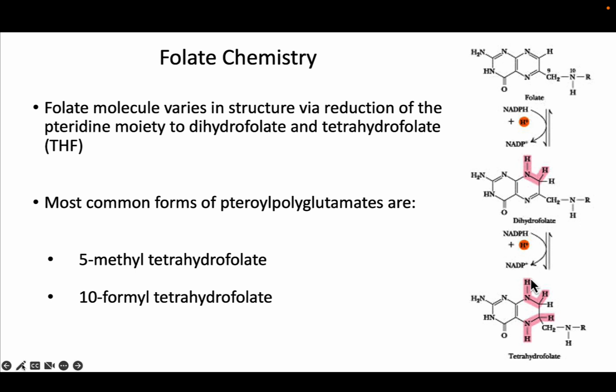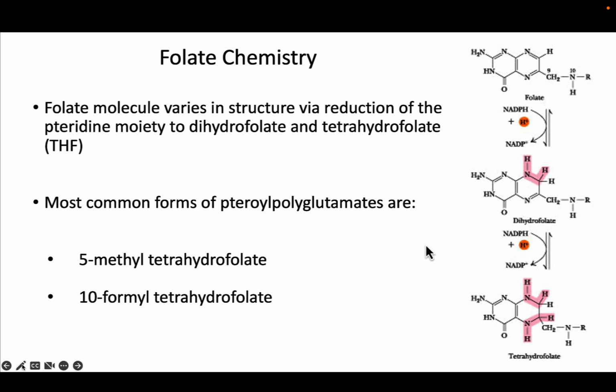Now, typically these are actually appearing as polyglutamates, and in this case we just see the R on the end of the molecule representing that glutamic acid chain, but we're just not drawing it because it would take up a lot more space. So the most common forms of polyglutamate folate would be 5-methyl tetrahydrofolate and 10-formyl tetrahydrofolate. And this is telling us a little bit about the location of the methyl or the formyl groups. And we'll look further at that in upcoming slides.